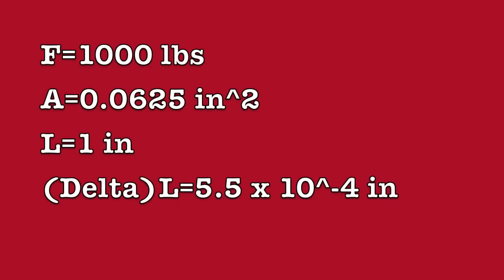The first example is: what is the Young's modulus of a certain type of steel? The question is: a steel rod with a cross-sectional area of 0.0625 square inches and a length of 1 inch stretches 5.5 times 10 to the negative 4th inches when loaded with a weight of 1,000 pounds. What is the Young's modulus of this type of steel?